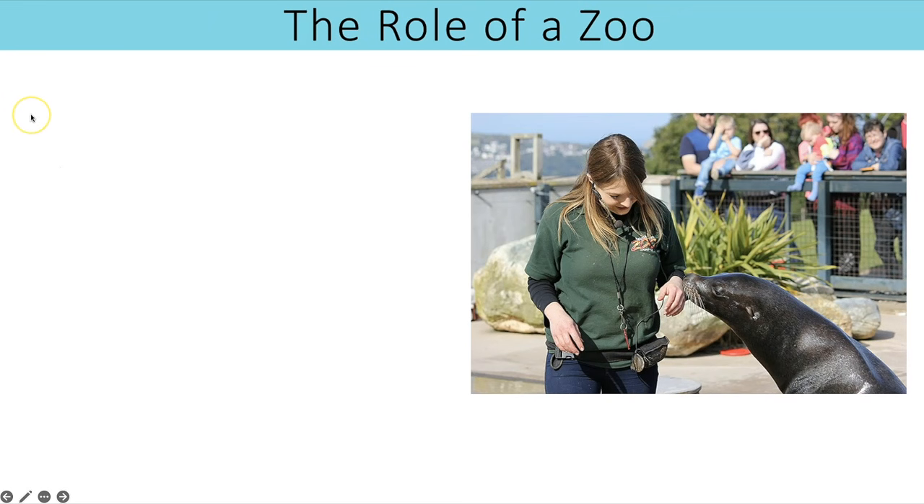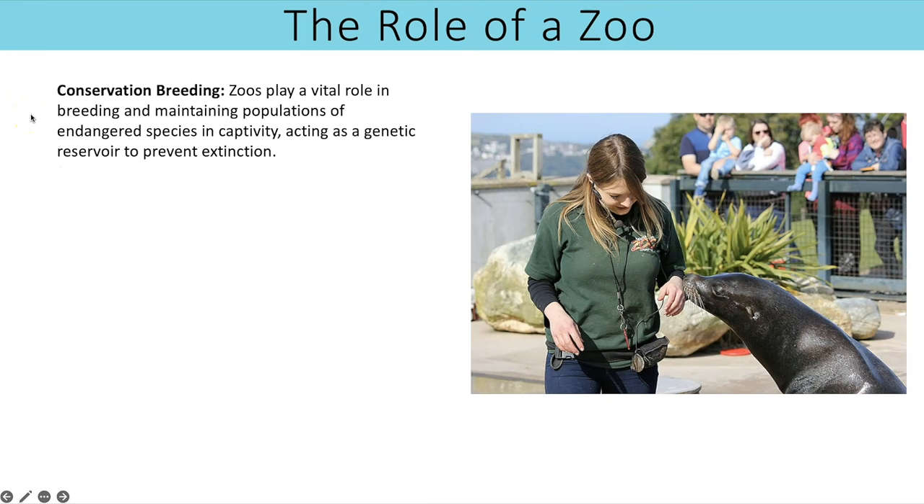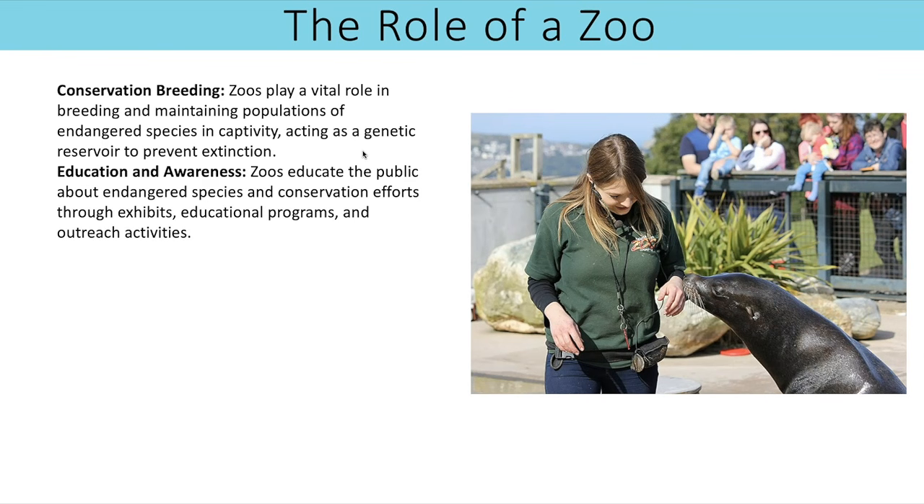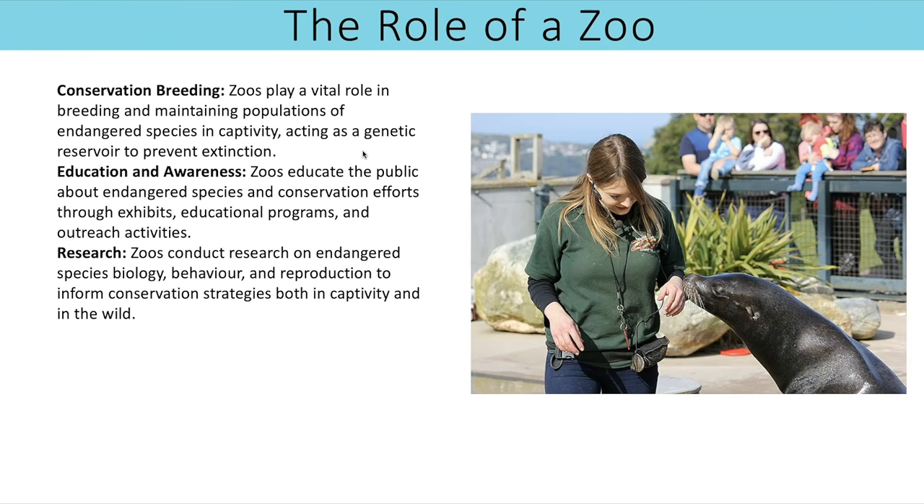So the roles of different ways then to try and conserve our biodiversity. We're going to look at the role of the zoo first, and that can be conservation breeding. Zoos play a vital role in breeding and maintaining populations of endangered species by breeding them in captivity, acting as genetic reservoirs, and that prevents extinction. Zoos also provide education and awareness to people, so they educate the public about endangered species and conservation efforts, as well as other outreach activities.